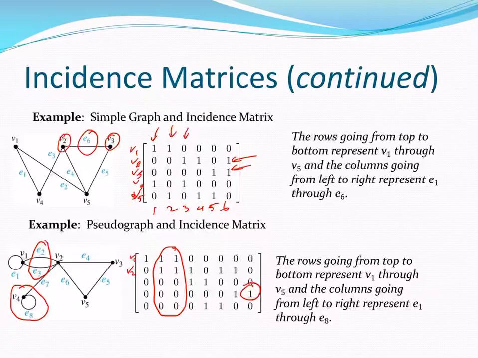So these are 0, 1 matrices. Then that's adjacency lists, adjacency matrices, and incidence matrix representations of undirected and directed graphs.